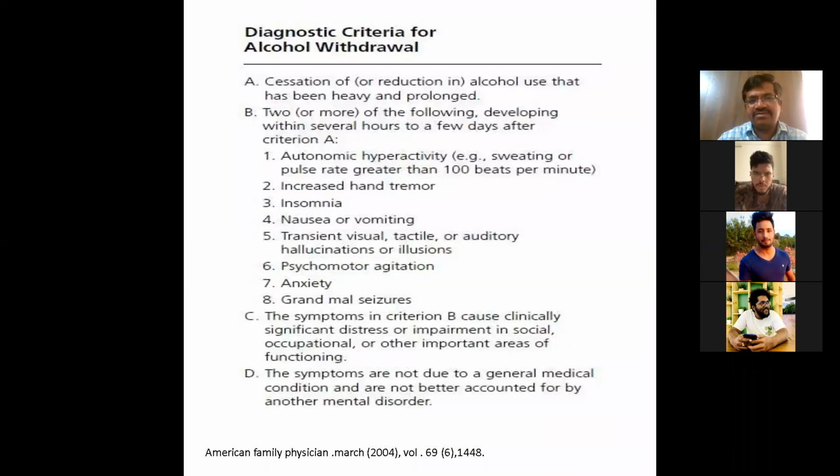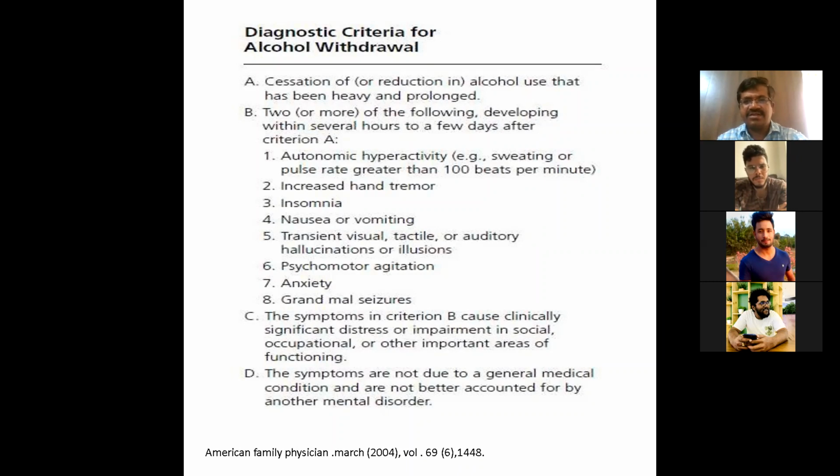Cessation of alcohol that has been heavy and prolonged, for two or more weeks, if it occurs within several hours to a few days, then you can say there is autonomic hyperactivity, increased hand tremor, insomnia. So this is all the criteria.